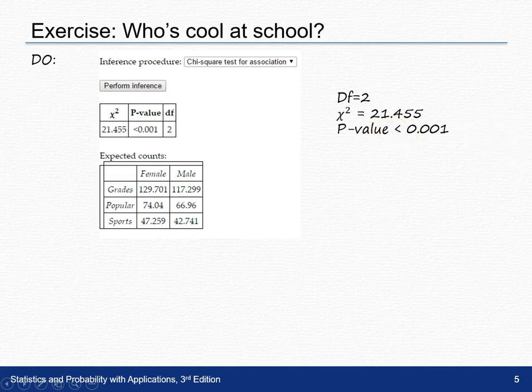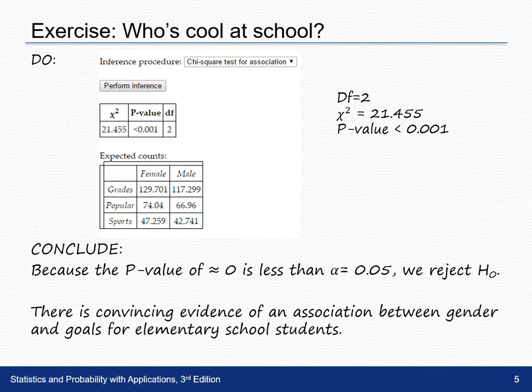So in our conclusion, that tells us we're going to reject H0 since the p-value is less than that chosen significance level of 0.05 or 5%. So that tells us there is convincing evidence of an association between gender and goals for elementary school students.